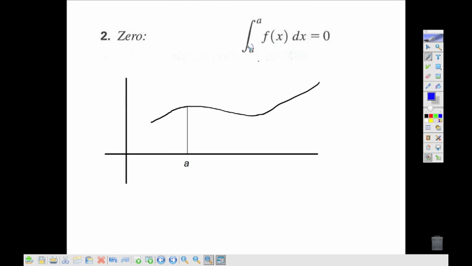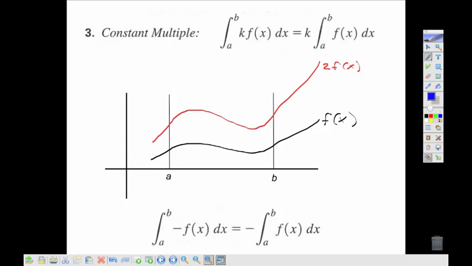The second rule tells us what to do if we're going from A to A. So if I'm going from A to A, that means I only have one value. So for example, if I'm going from 3 to 3, there is no change. If there's no change there, I have no width to my rectangle, there can't be any area, I get a 0.